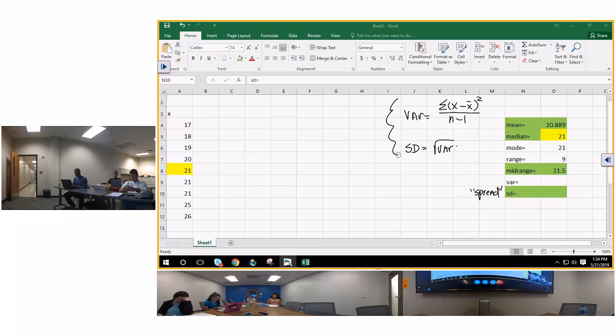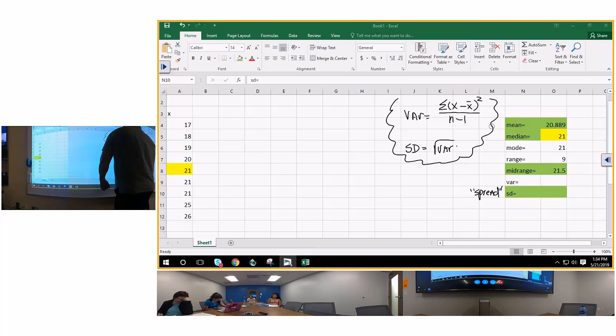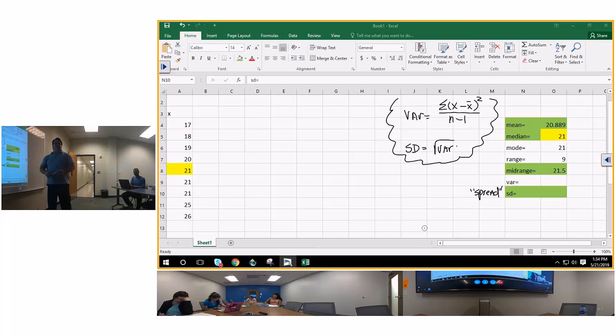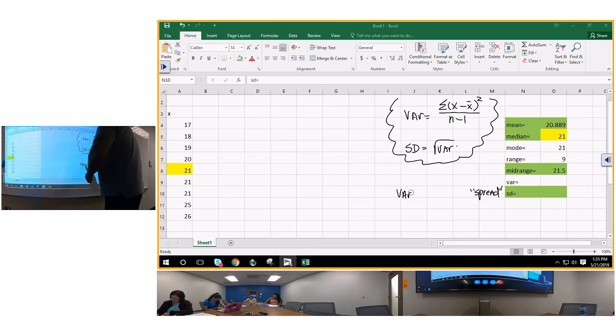Write that down because that is the relationship between the variance and the standard deviation. A standardized test question will ask you, the variance is equal to 64. What is the standard deviation?